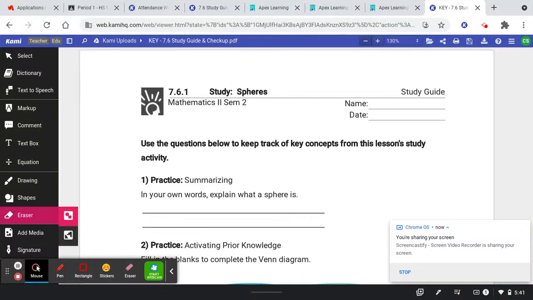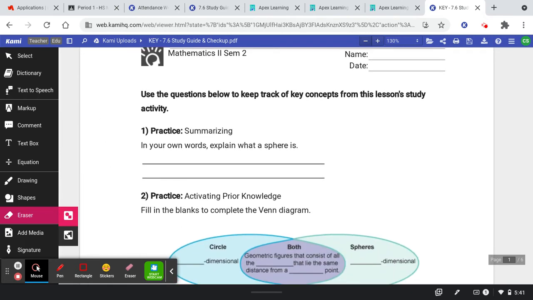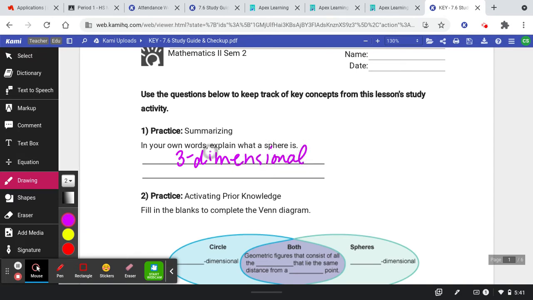Okay, we are on our last mandatory quiz in Apex. The study is on spheres. And so let's go in our own words. What is a sphere? It is our three-dimensional circular solid.